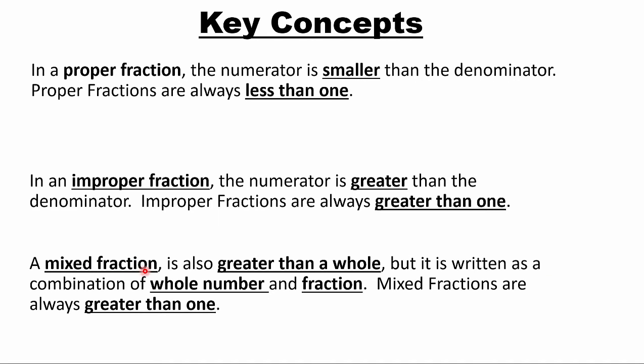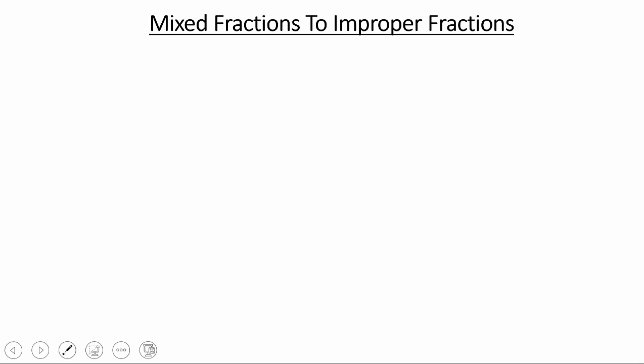Now a mixed fraction is also greater than a whole. Both of these are greater than a whole, but it's written as a combination of whole numbers and fractions. It's written like this. Let me show you. So here we get the whole number. This is like you ate the whole pizza, 1 whole pizza, plus 1/4 of a second one. So you ate more than a whole. And these are, of course, bigger and greater than a whole.